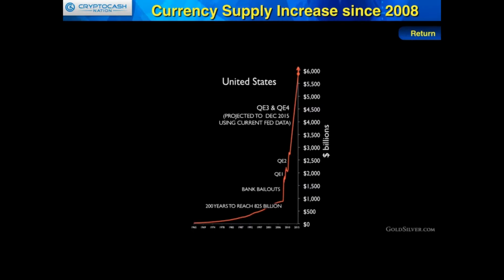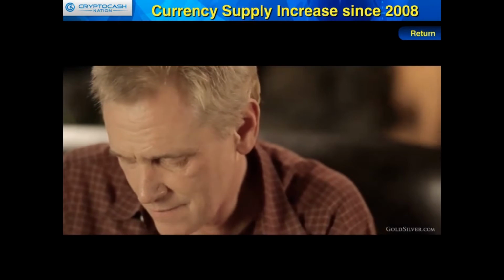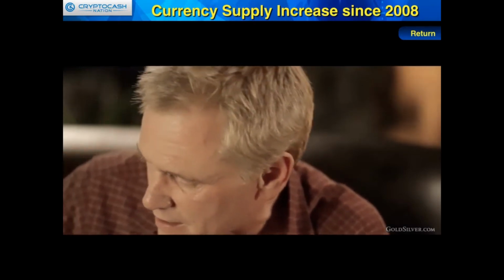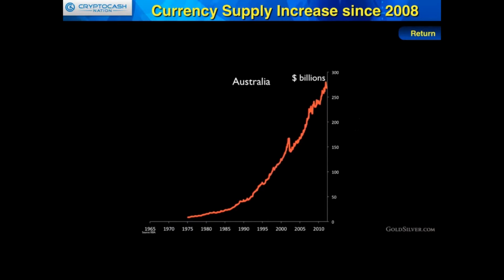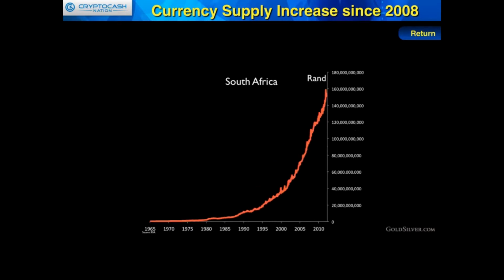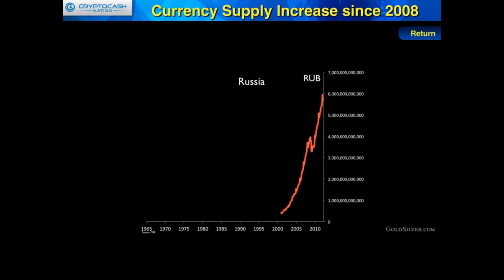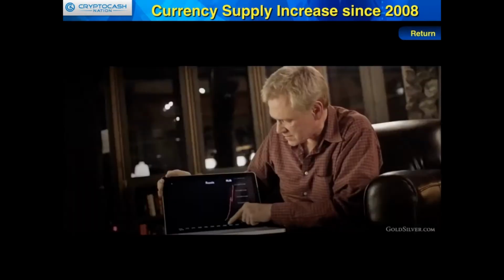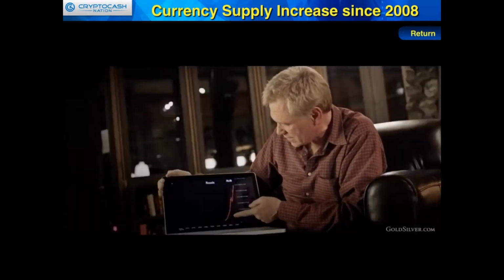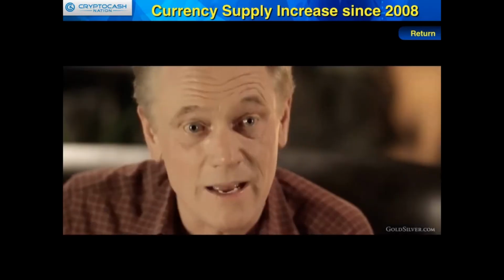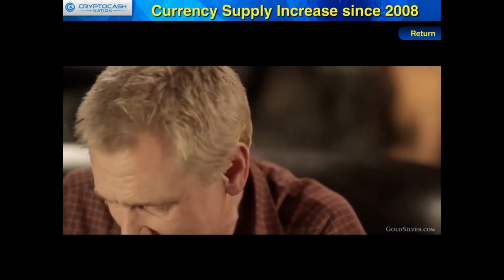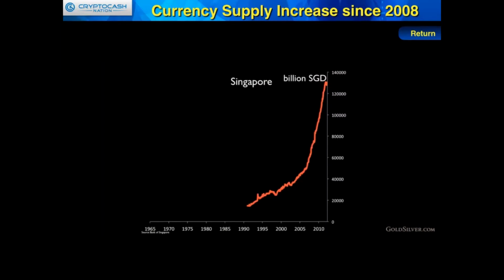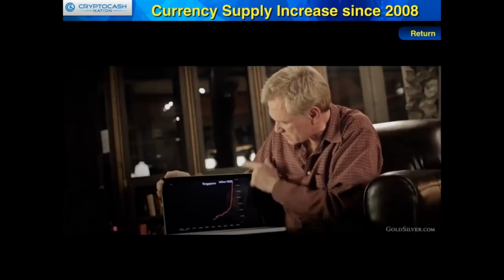And it isn't just here. This is what the Canadian currency supply looks like. This is Australia, South Africa, Russia. Now, this starts out in just the year 2001, and this is like 18 times more currency in existence in a little over a decade. Here's Singapore, same story. Look at that, since the crisis, just bam.